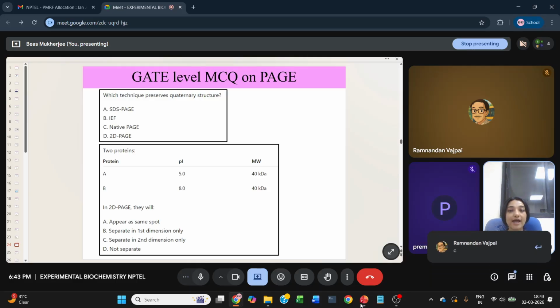Okay. And C. Yeah, very good. Yes. And then we have another question. So there are two proteins, right? So the PI of both the proteins is given. Molecular weight of both the proteins is same.